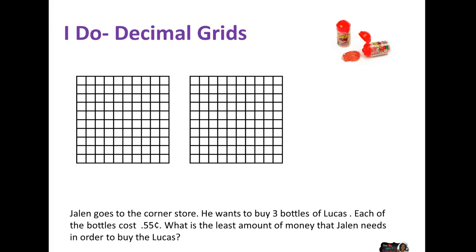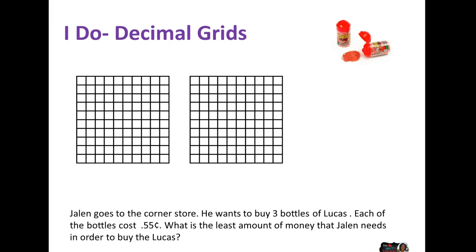Well, when we think of 55 cents, we think of $1 as the whole. So we can use decimal grids to represent that $1 because there are 100 squares on a decimal grid. He has 55 cents out of 100. 55 cents can also be written as 55 hundredths. So he has 55 hundredths of $1.